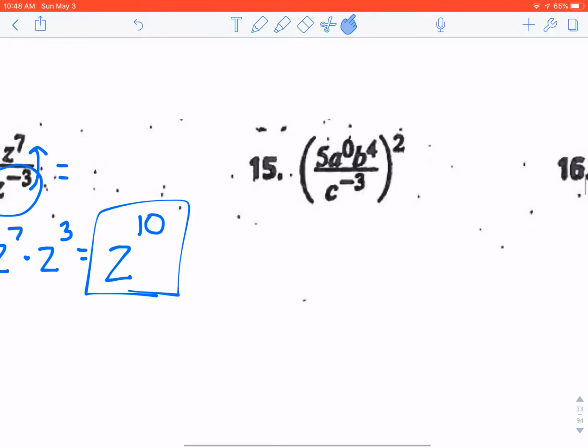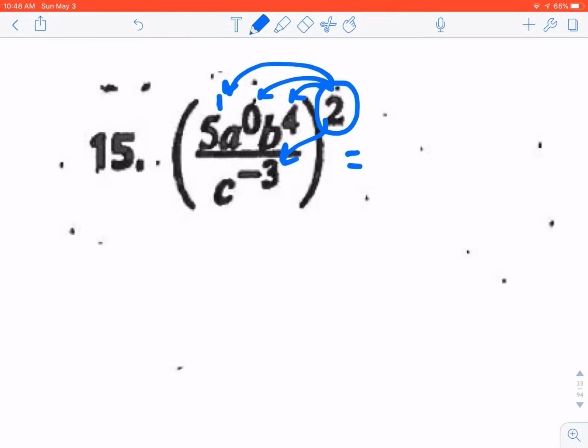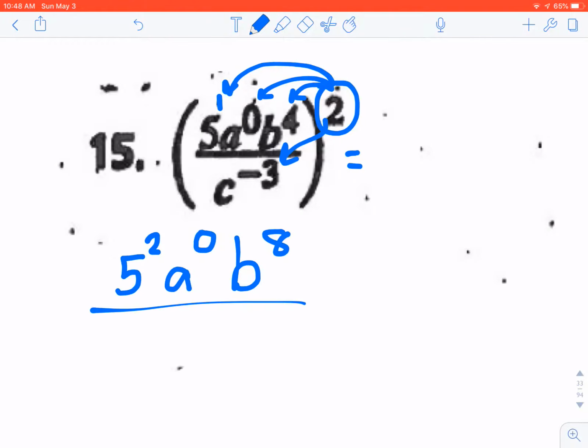Okay, 15. First step, we're going to clear parentheses. So I'm going to put a 1 above the 5. Again, being careful because the coefficient still needs this outer exponent to be multiplied to it. So that 2 gets multiplied by all these exponents. Okay? So when you do that, you end up with 5 to the 2nd, a to the 0, b to the 8th, all over c to the negative 6th.